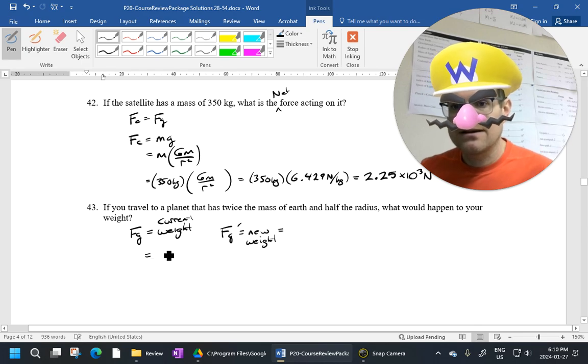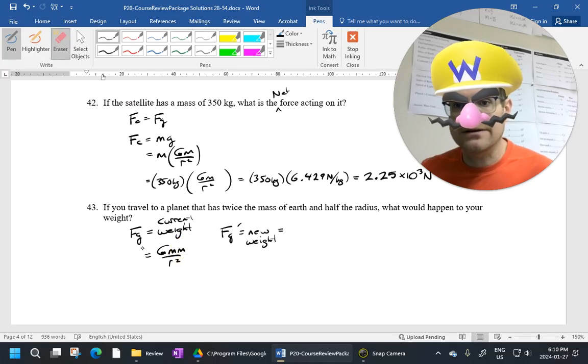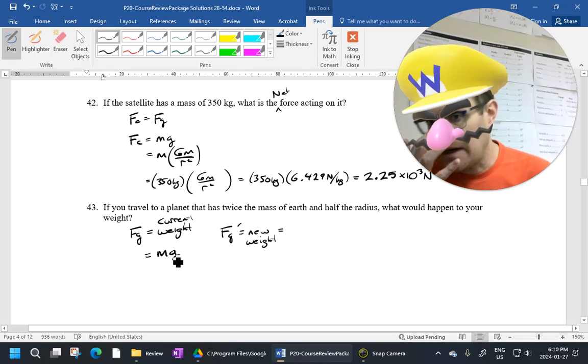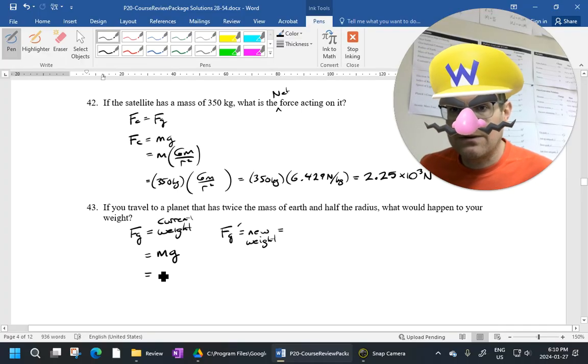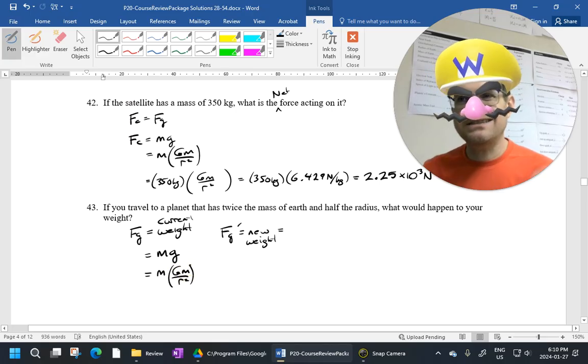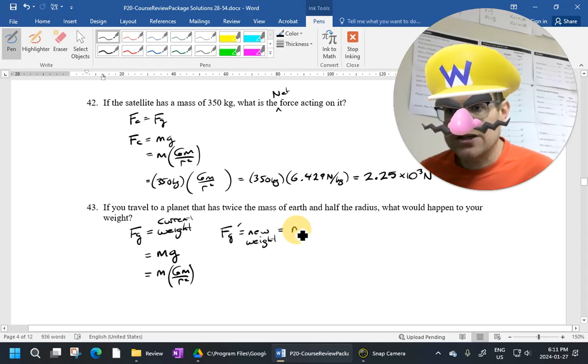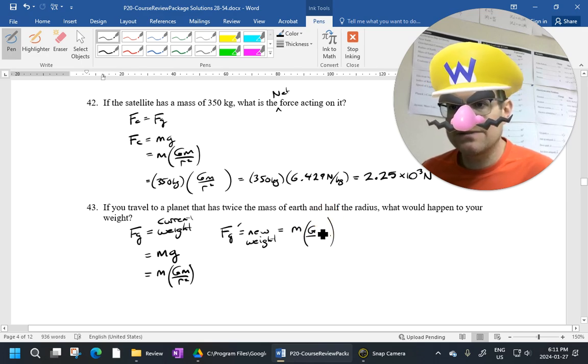So remember, this is GM over R squared. Actually, if I were to think about what we just did in the previous questions, mass times gravity. Gravity might be 9.81, right? But what I want to do here, because I'm going to change these numbers, it may not be 9.81 later, it's going to be GM over R squared, right? It ends up being GMm over R squared, but we can treat it that way too. So my mass is not going to change, right? That stays constant. But this other stuff is going to change. Like the mass of the Earth is now twice as big as it was before, so this is 2M.